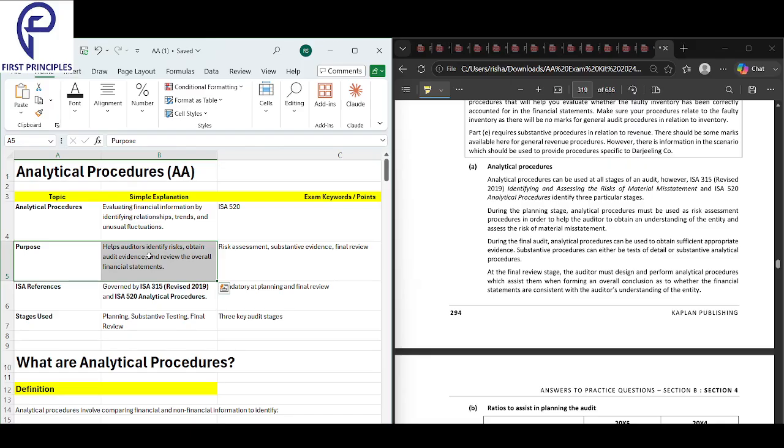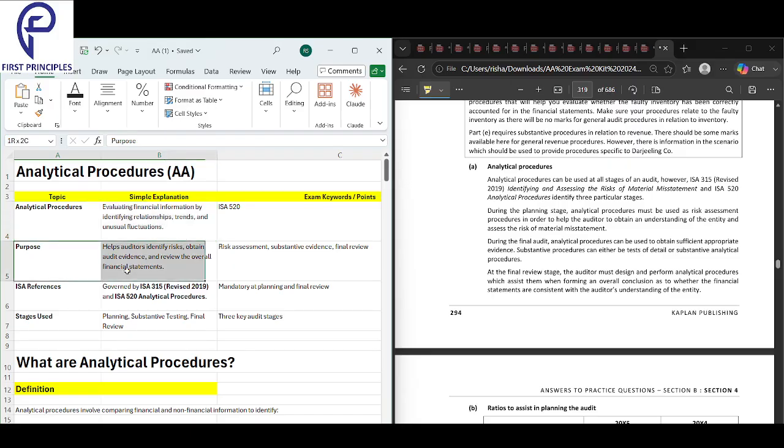If you compare this year and last year performance, that comes under analytical procedures. And what is the biggest benefit of analytical procedures? It will help the auditor to identify the risk, obtain the audit evidence, and also review the financial statements. What do analytical procedures mean? Analytical procedures is about evaluating the financial information by identifying relationships, trends, and unusual fluctuations.